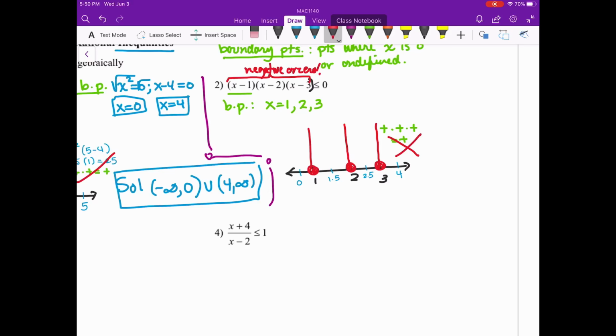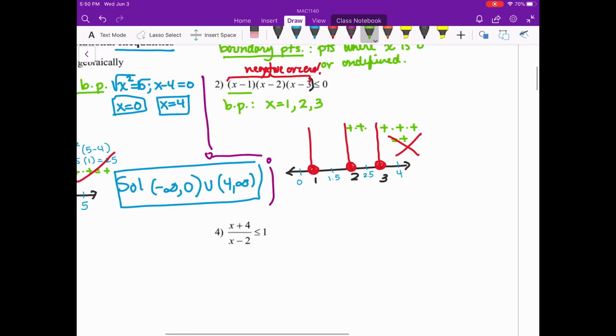If I plug in 2.5 in the first parenthesis, I will end up with a positive. In the second parenthesis, a positive. In the third parenthesis, a negative. Positive times negative is negative. This interval is working pretty fine. If I plug in 1.5, the first parenthesis is going to be positive, then negative and negative. The answer is going to be positive. So this is not going to work.